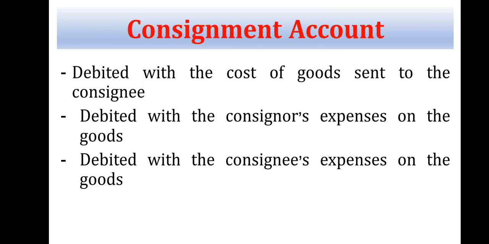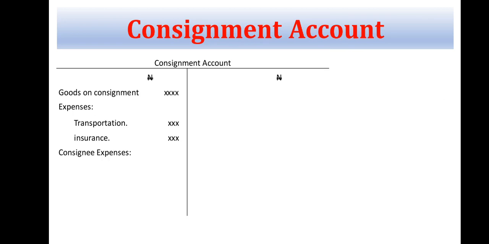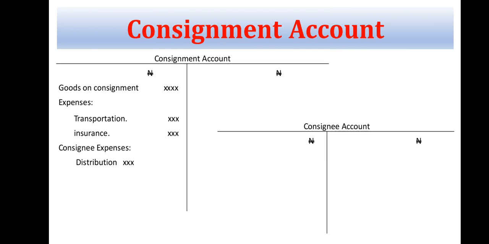Then debit the consignment account with the consignee's expenses, which means after the consignee, that is the agent, receives the goods, he will also incur some expenses on those goods. All those expenses will also be debited to the consignment account, that is consignee expenses. A good example of it is distribution expenses. That will be debited to the consignment account, while the corresponding entry will go to the consignee's account, because we are talking about expenses by the consignee. That's the reason why we open the consignee account. That means we are going to credit the consignee account with those expenses.